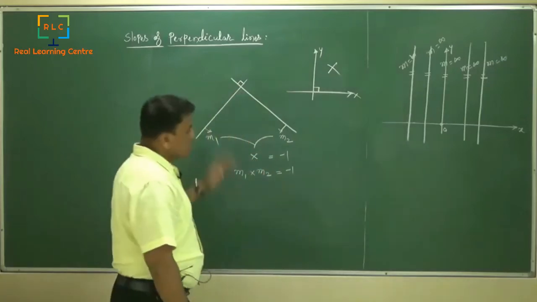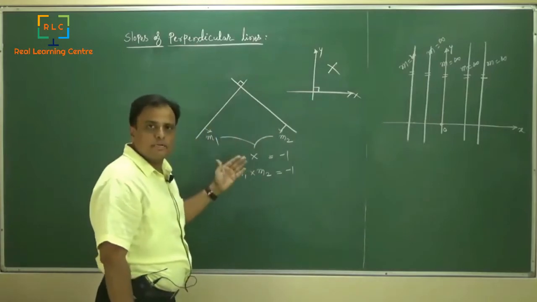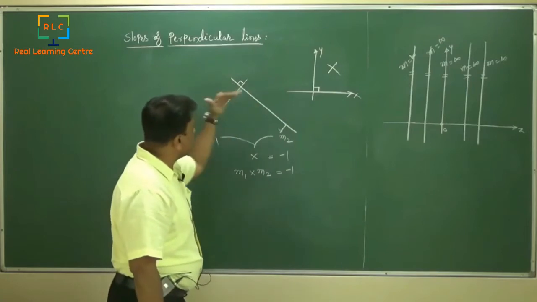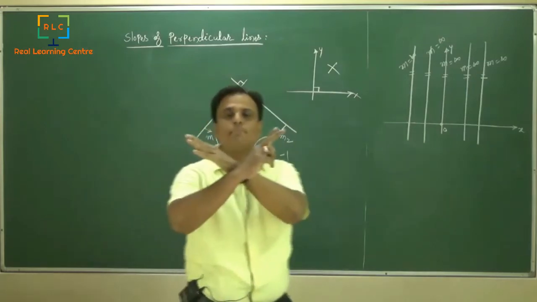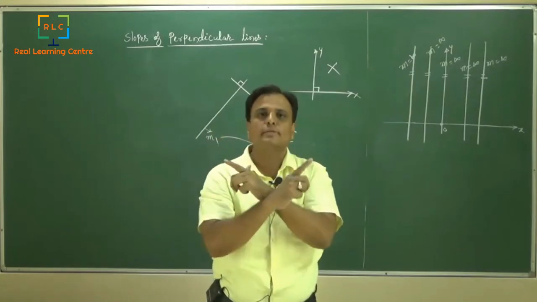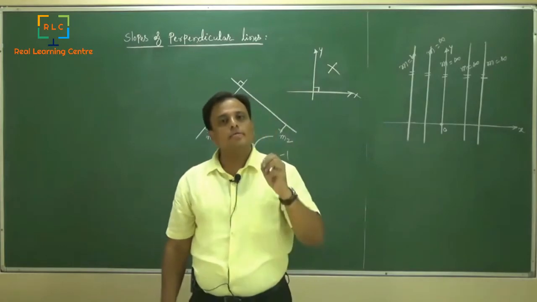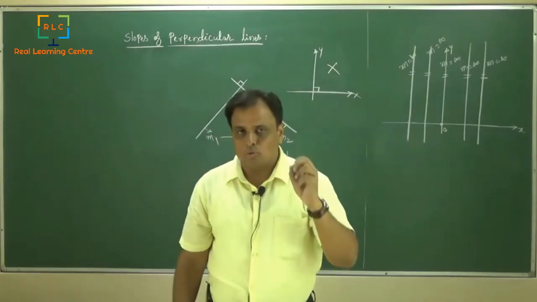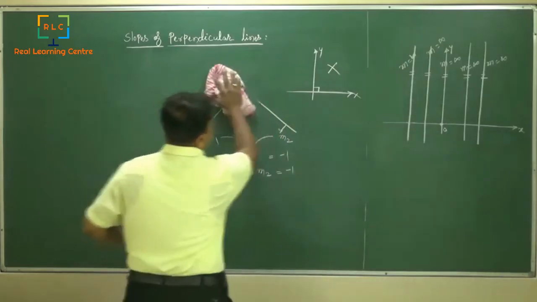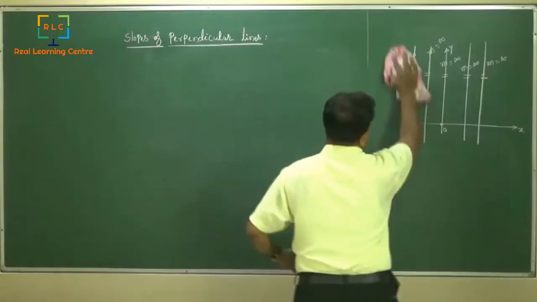So let me complete this. Once again, before starting, let me explain this part. If the two lines are perpendicular, then the product of their slopes is always equal to -1. So let us start with this simple derivation.